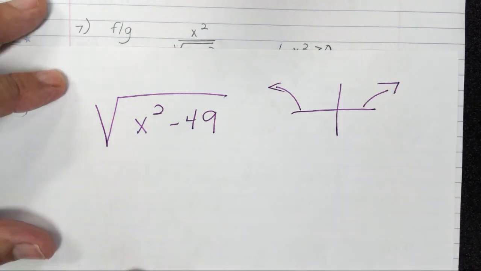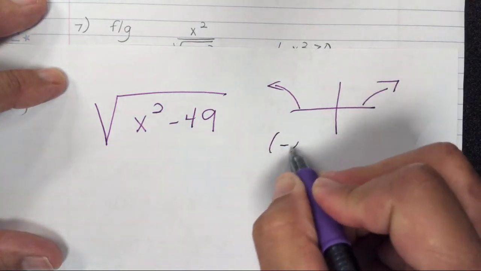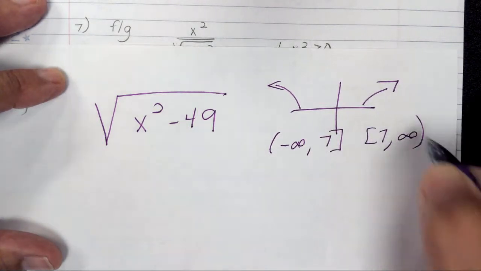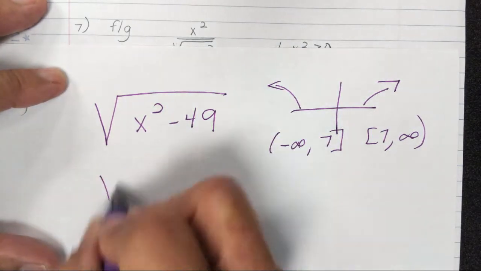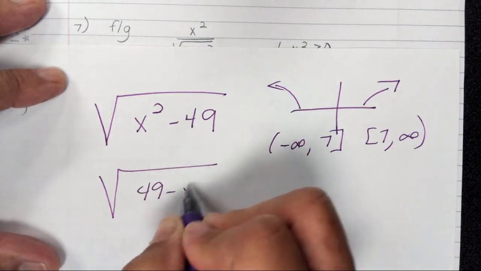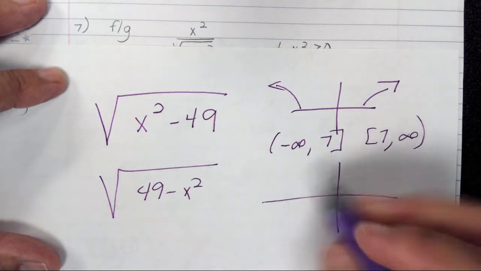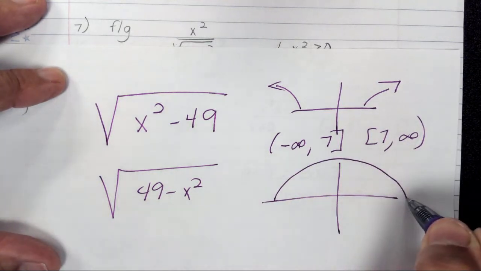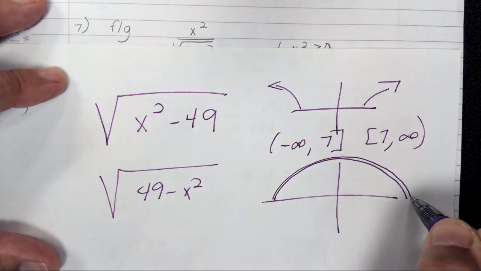What's my magic number? 7. So my domain is going to go from negative infinity to 7 and 7 to positive infinity. But if I change it around, 49 minus x squared, the magic number is still 7, but it's going to start at -7, touch 7, and come back down to -7.